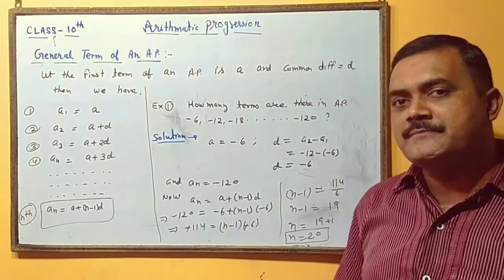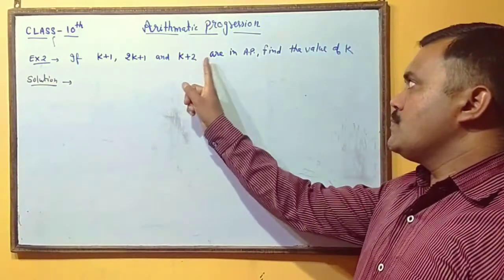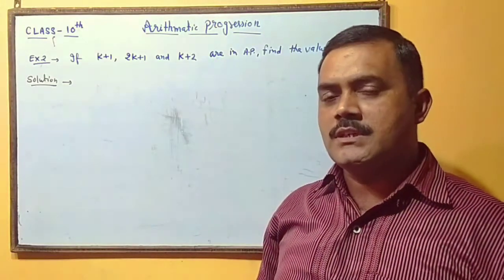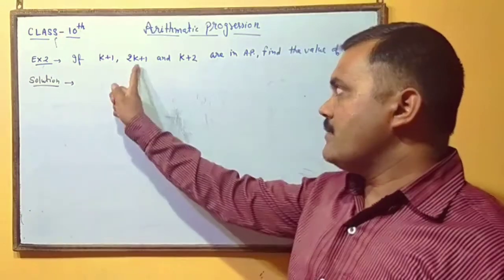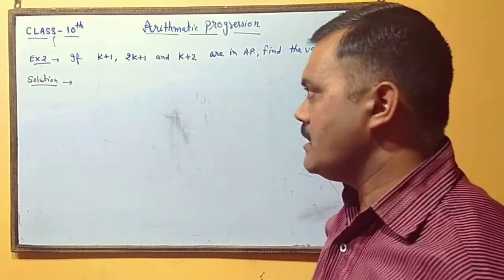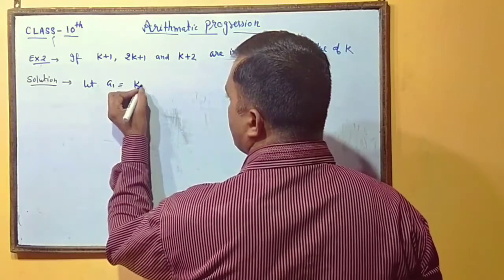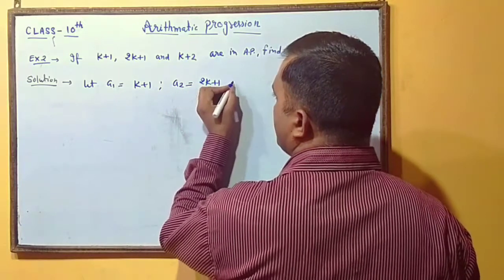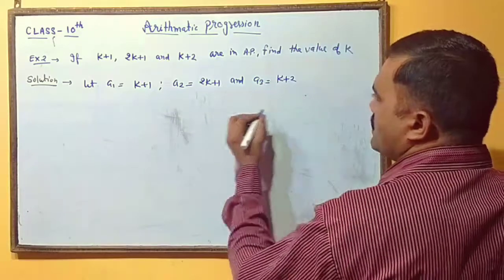Let us take one more example. Now we have one more question. If k plus 1, 2k plus 1 and k plus 2 are in AP, find the value of k. So you know very well, if 3 or more terms are in AP, the differences between consecutive terms are equal. So here we will take the difference between first and second and third and second, so that we will compare the differences only. So here let a1 be k plus 1, a2 be 2k plus 1 and a3 be k plus 2.